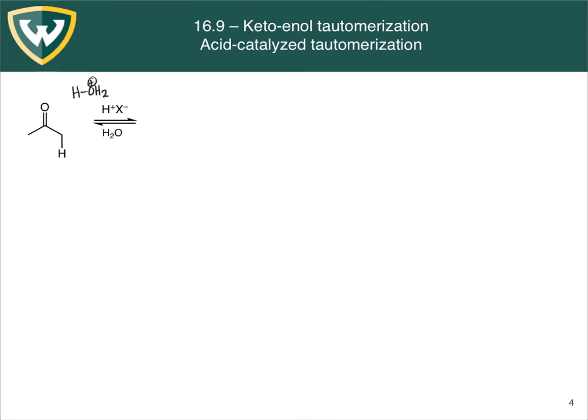So now we're going to talk about acid catalyzed tautomerization. So in the case of acid catalyzed tautomerization, we start by activating our carbonyl, and then we use water to deprotonate, and we're going to push those electrons all the way up to the oxygen, because oxygen is going to be better at holding those electrons, and because we don't want any carbons with 5 bonds. And that gives us, again, our enol.